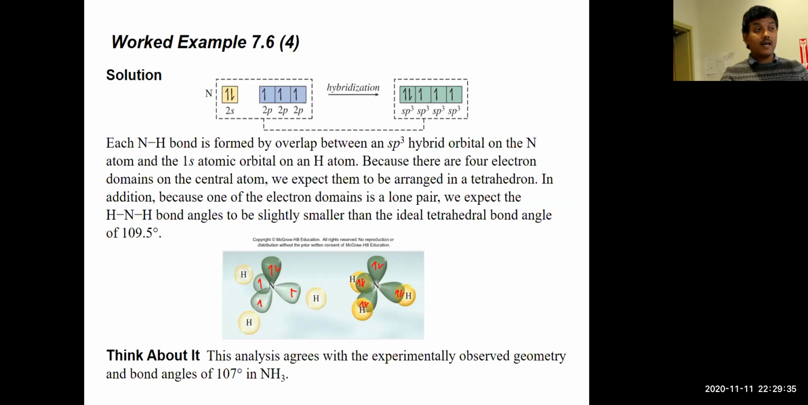So why 107, but not 109 to be specific? It is because lone pairs take up more space than bonding pairs. So actually 4 electron domains should have the bond angle of 109, but because of the lone pair of nitrogen, it takes up more space. So it pushes the bonds much closer together by occupying more space.